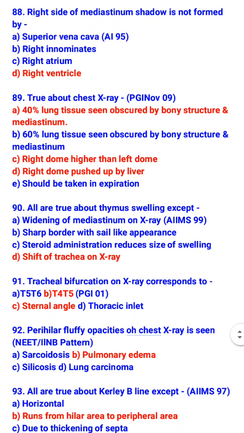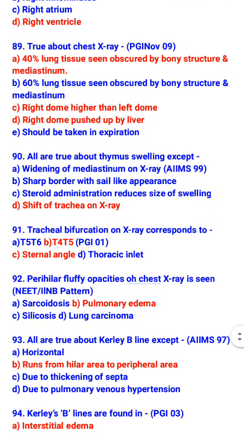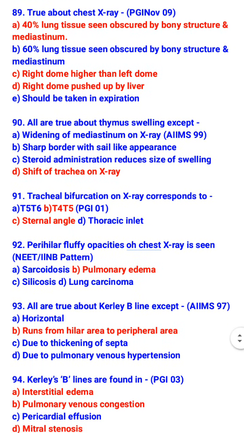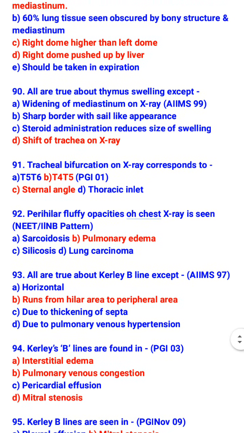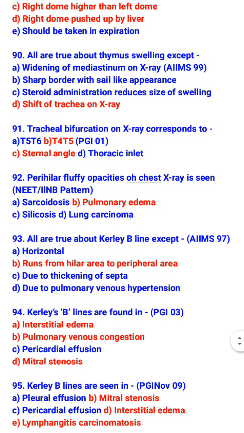All are true about thymus swelling except shift of trachea on X-ray. So what is true about thymus swelling? Widening of mediastinum on X-ray, sharp border with sail-like appearance, and steroid administration reduces the size of swelling. Tracheal bifurcation on X-ray corresponds to T4-T5 or sternal angle. Perihilar fluffy opacities on chest X-ray are seen in pulmonary edema.